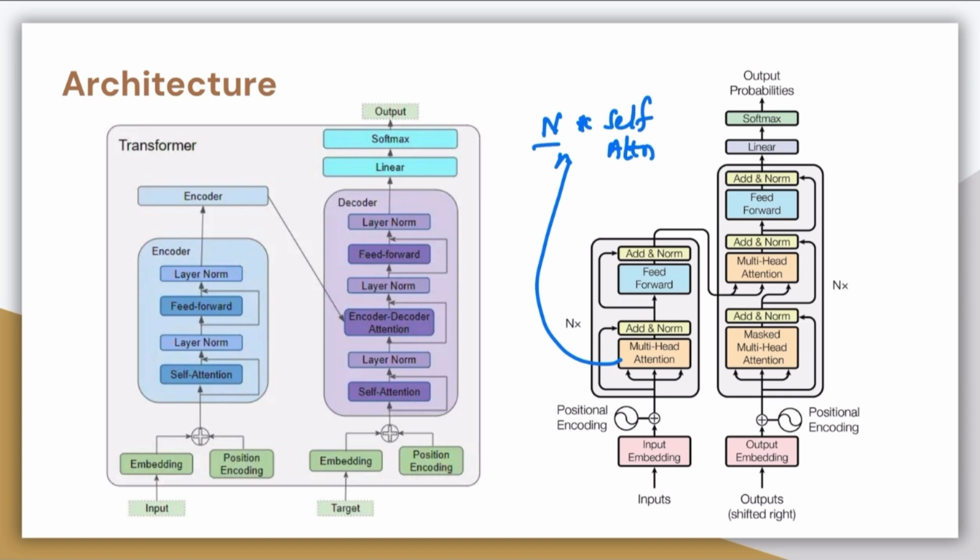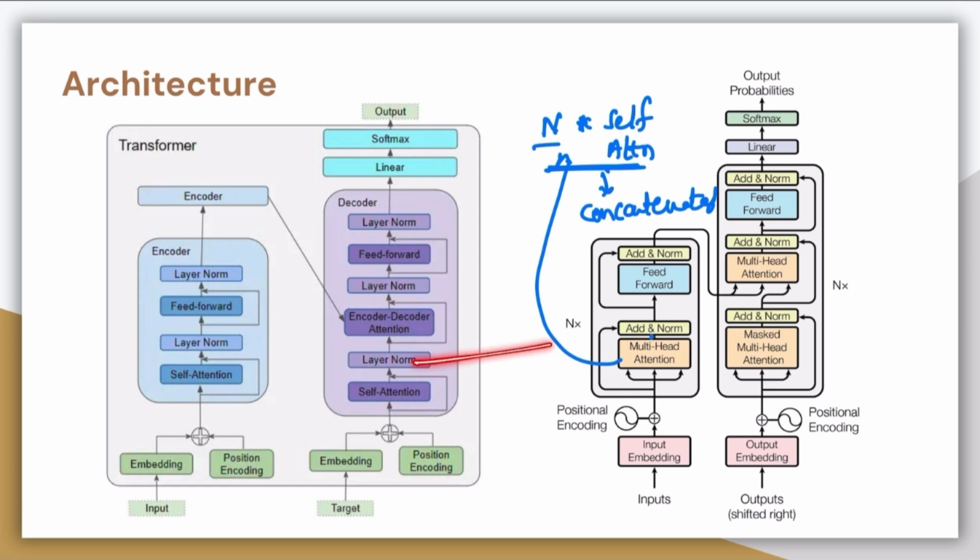Okay, so self-attention you replace with multi-head attention, and all of the outputs from these n self-attention layers are concatenated together to form the final output from multi-head attention. Okay, and then you pass it to add and norm.